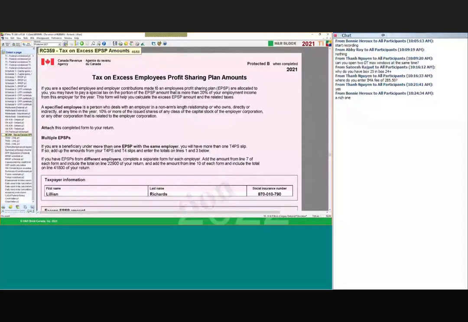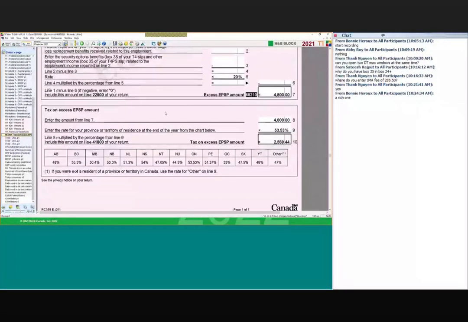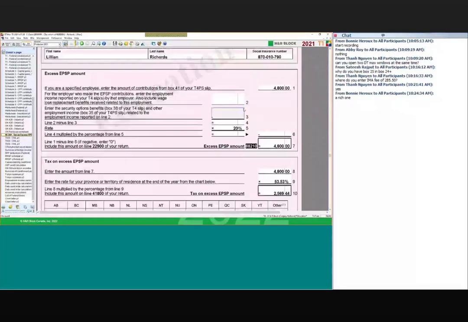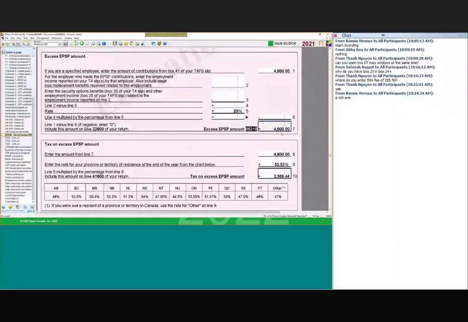So I guess the thing is that if you're a specified employee, you may have some control over your employer, so it's non-arm's length. So basically the government doesn't want you to get away with getting this income without paying tax on it. So you'll notice it says here, if you're a specified employee, you have this amount of contributions, and they're going to make you pay extra tax on it. So there's going to be tax on the excess profit sharing plan. They're saying that it's excessive, that this person got $4,800, therefore we're going to tax you on it. So a special tax. Again, I've never seen this in the office. However, perhaps you'll come across it in your years.